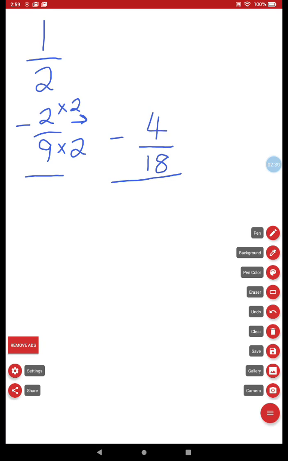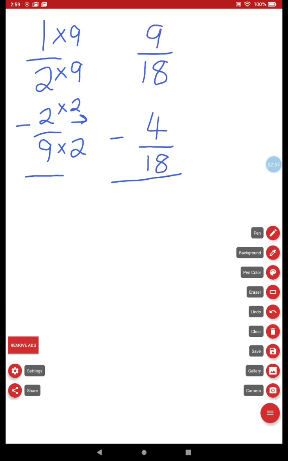All right, now at the top, I'm going to change that to have a denominator of 18. How does the 2 change into an 18? 2 times 9. 2 times 9 is 18. Whatever I do to the denominator, I have to do to the numerator. 1 times 9. 1 times 9 is 9.